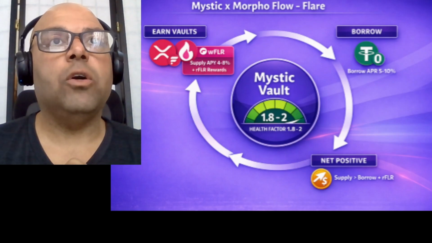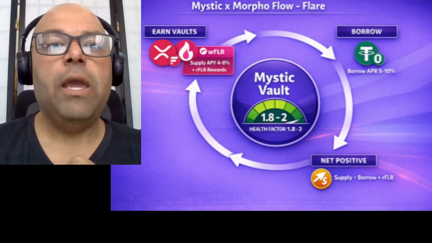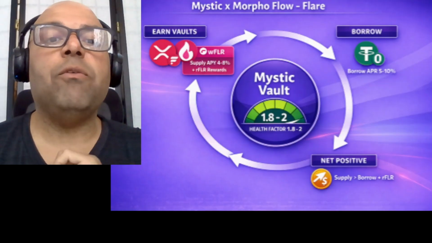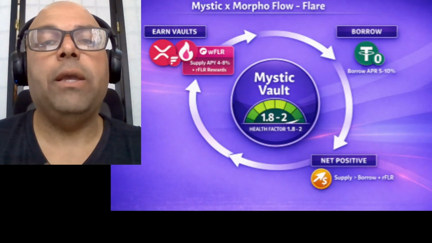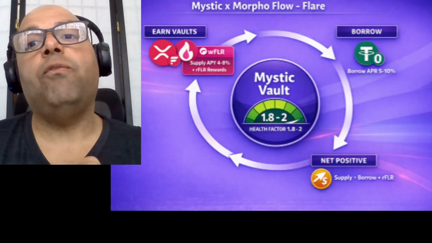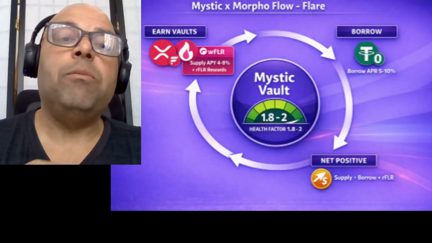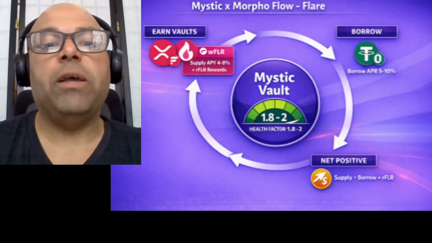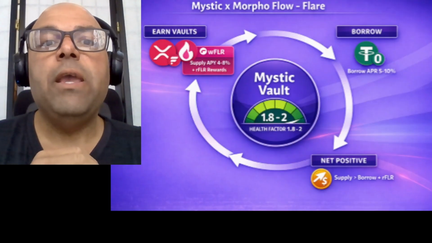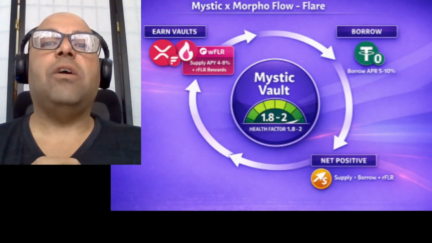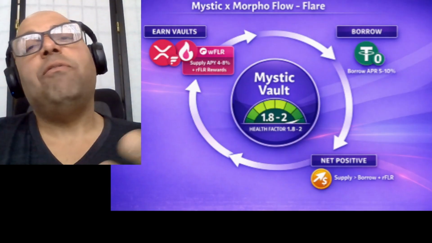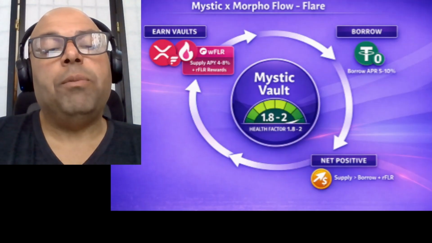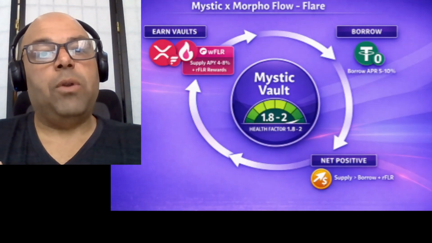Let's look at the flow chart. As you can see here, the earn side starts with FXRP or wrapped Flare into the earn vaults, grabbing 4 to 8% supply APY, plus the rFlare rewards from the Flare emissions. You can check my past videos to see how to collect that. Then use that deposit as collateral to borrow USDT. Add a 5 to 10% borrow APR from the other side of the profit formula.